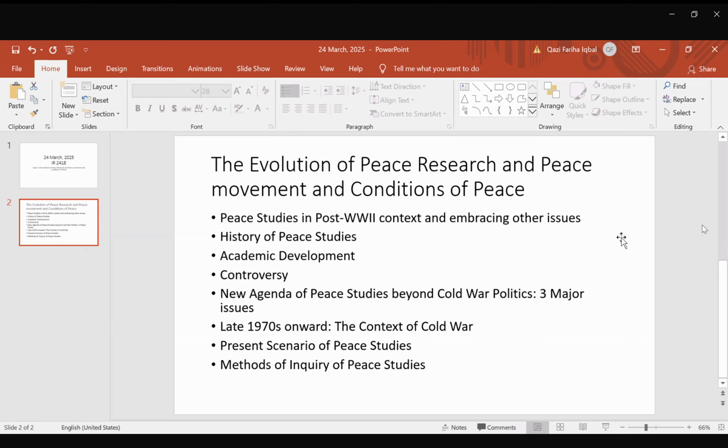Firstly, we have seen the outbreak of the First World War, and after the First World War, we have seen certain attempts taken by different stakeholders by establishing the League of Nations, by focusing on IR as an academic discipline. Can anyone tell me the year when IR was established as an academic discipline? 1919. 1919, right. So, what was the name of the university?